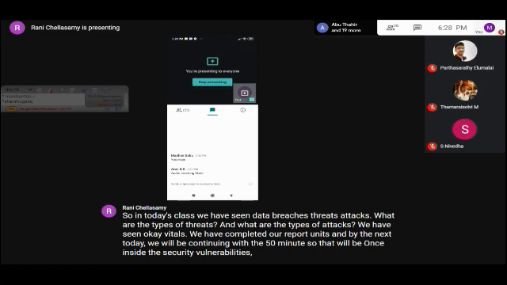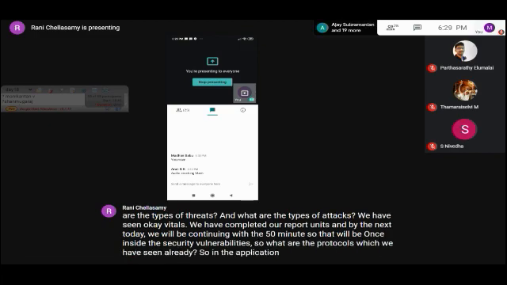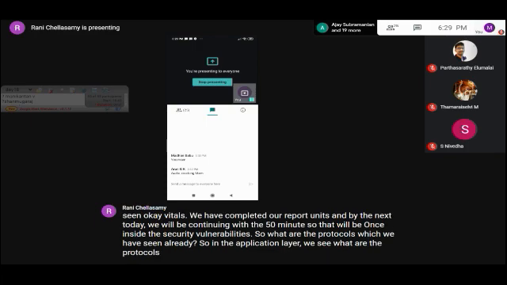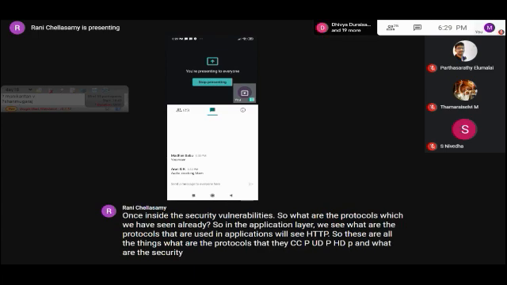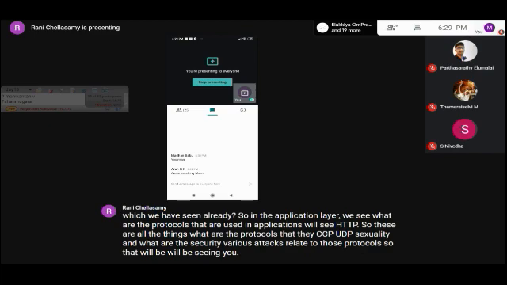So what are the protocols which we have seen already? In the application layer, we have seen the protocols used in applications, HTTP and so on. The protocols are TCP, UDP, HTTP, and the various security attacks related to those protocols. That will be seen in the fifth unit. So we'll start the fifth unit tomorrow.